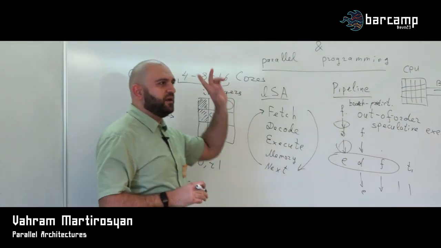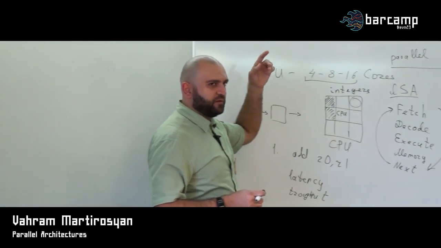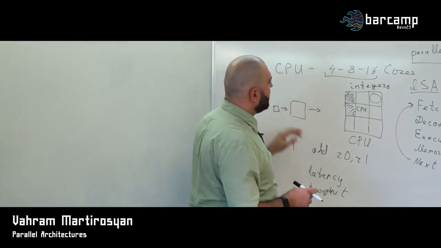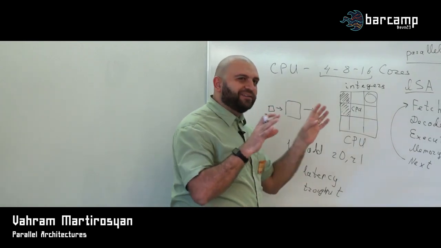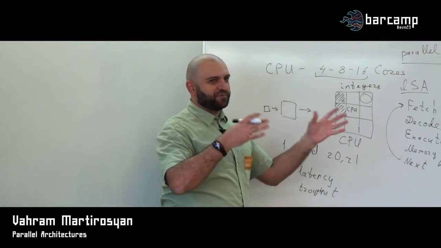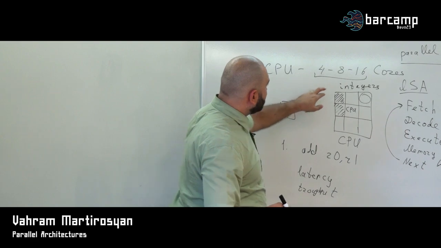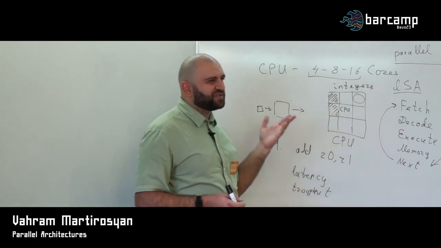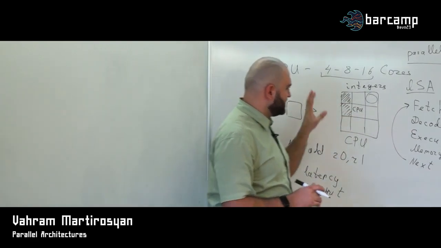Exa means 10 to the 18th degree. It's an extremely large number. So that's where we operate now. It's the giga to exaflops range. But it's not about CPUs, mostly, but sometimes it is the CPU.